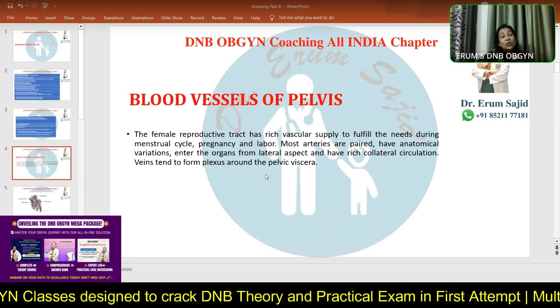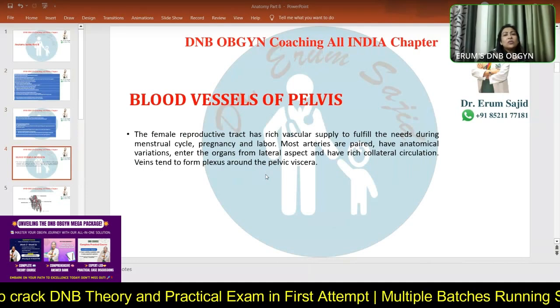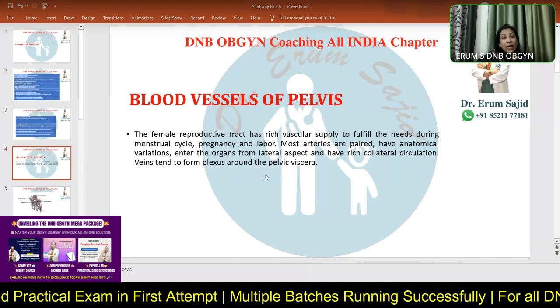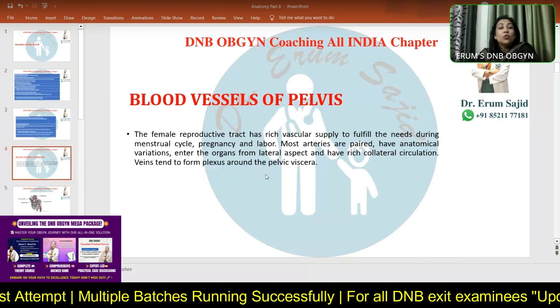And tonight is the last class on anatomy, and we're going to be talking about the blood supply of the pelvis. So watch out close. It's very, very simple, very easy, and I'll make it a lot of fun for you people so that you remember it and you're able to produce it properly in the exam without having to go through a lot of mugging.